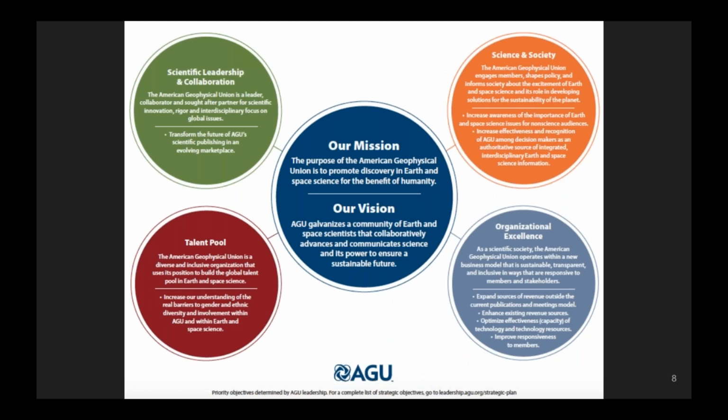And within AGU, in addition to the mission and vision, there are different spheres of influence where people are focused on different aspects of the mission, including scientific leadership and collaboration, and science and society, developing a talent pool, and also one of the goals is maintaining organizational excellence. So I'm not going to go into all of these details, but it's just really important to keep in mind how AGU is organized and structured.